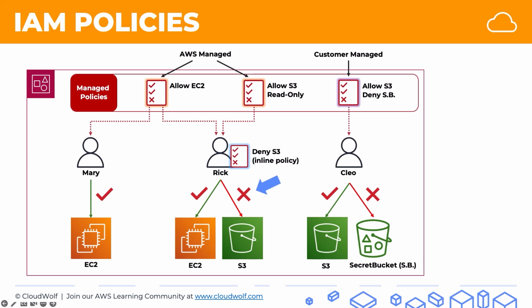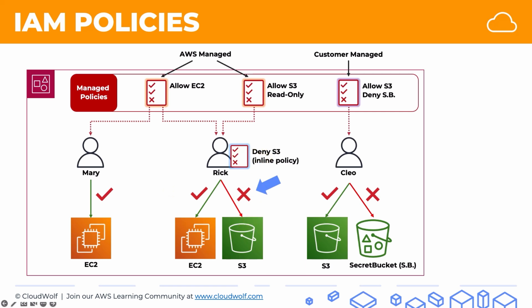So an inline policy is different to a managed policy in the sense that this policy can only be attached to one user. It's attached directly into their user profile, and it can't then be attached to any other user. But apart from that, it works exactly the same way. So here we're attaching this inline policy to Rick, and what it's doing is it's denying access to S3. And here we'll see an interesting thing.